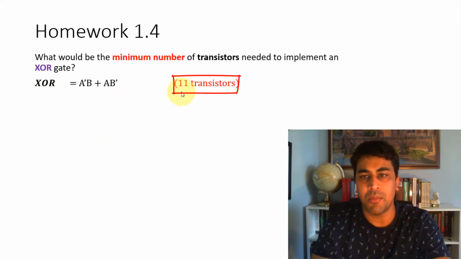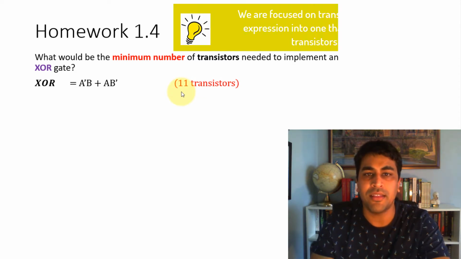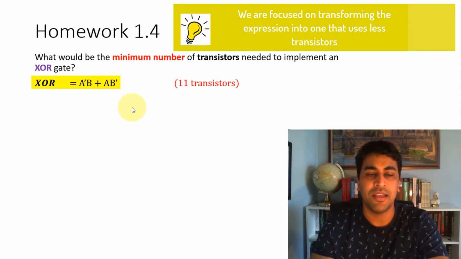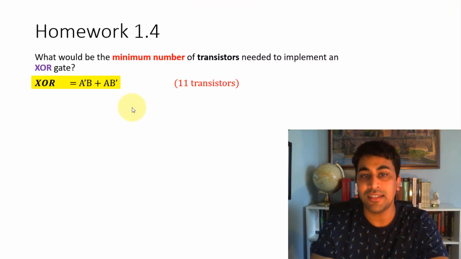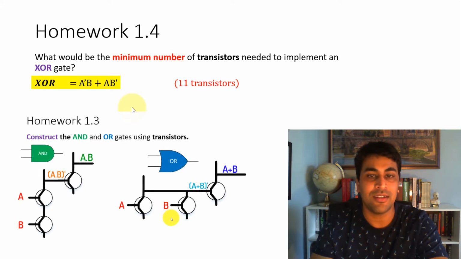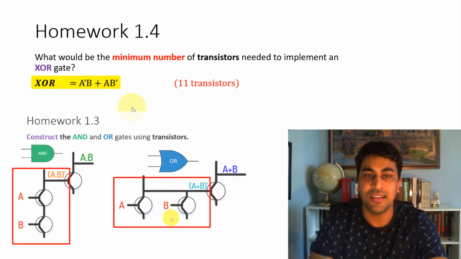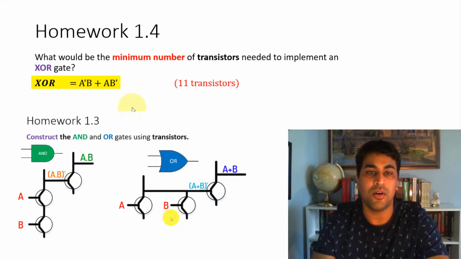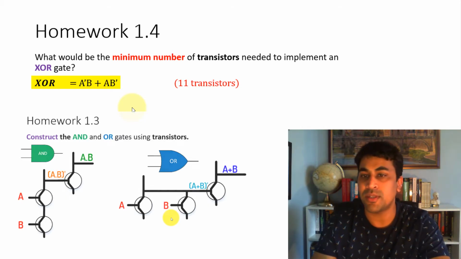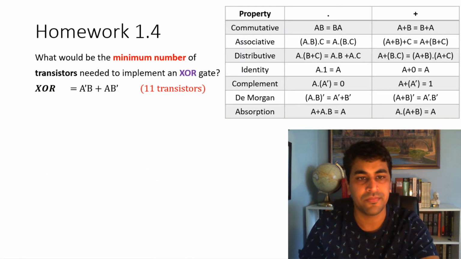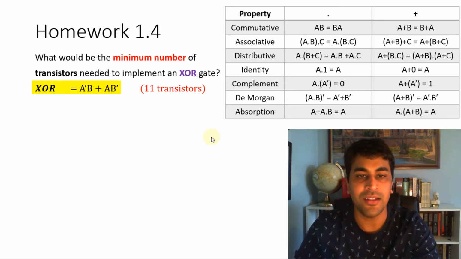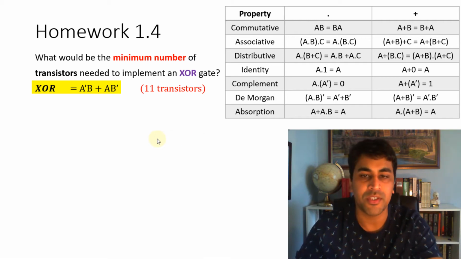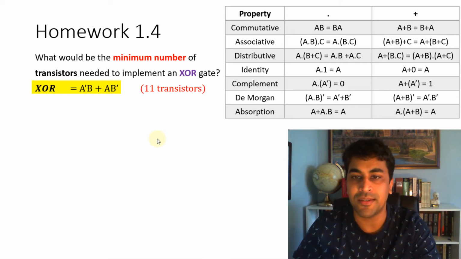This is no longer a problem of simplifying the expression, but rather we need to transform this expression into another expression that uses fewer transistors to implement it. From the previous slides, you saw that NANDs and NORs use fewer transistors than ANDs and ORs. So if we can get this expression into a form of NANDs or NORs, then we would use fewer transistors to implement it. So let's now try to transform this expression into one that uses NAND and NOR gates so that we can use fewer transistors to implement it.